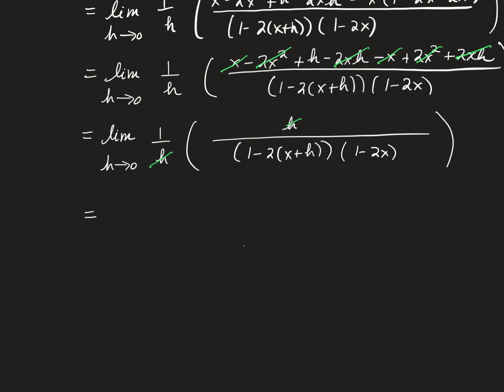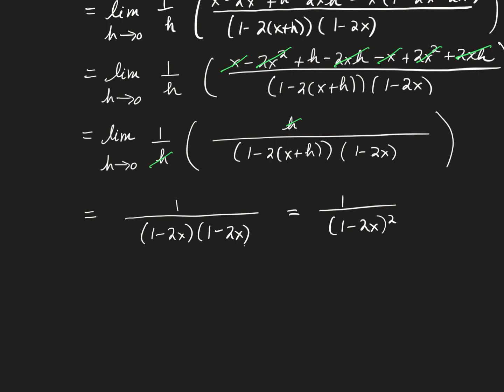So what do I get when I evaluate the limit? Well, I have a 1 on the numerator. On the denominator, all I have to do is plug in h equals 0 here, and I get 1 minus 2x times 1 minus 2x. So my derivative is 1 over 1 minus 2x squared.